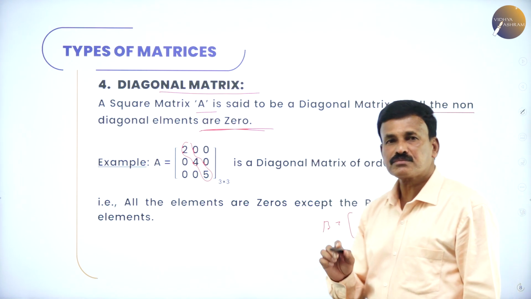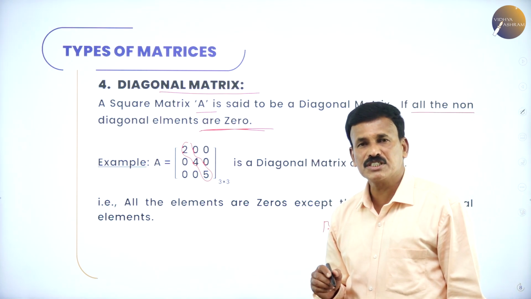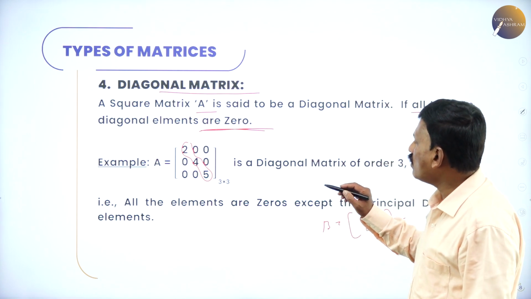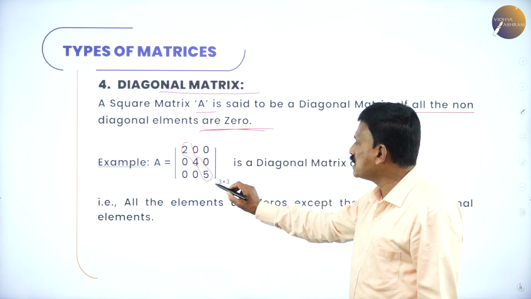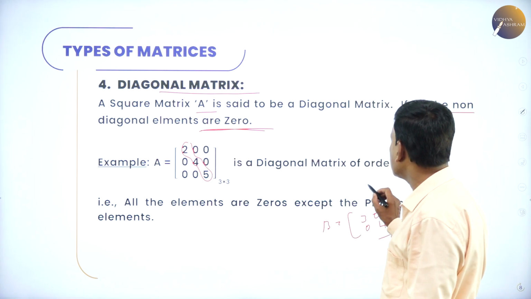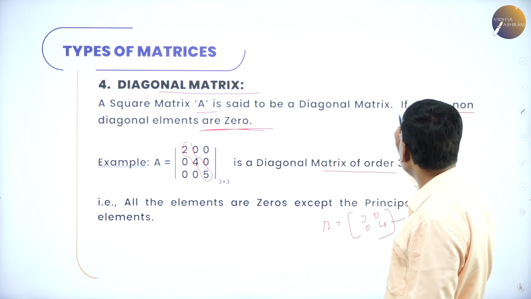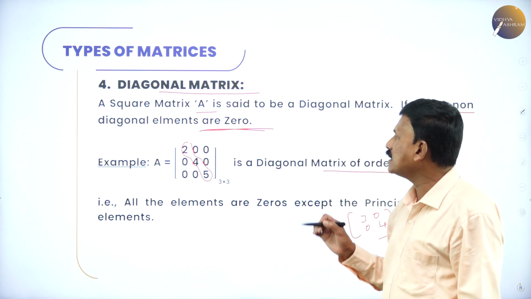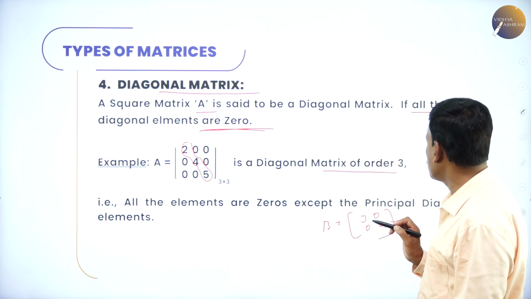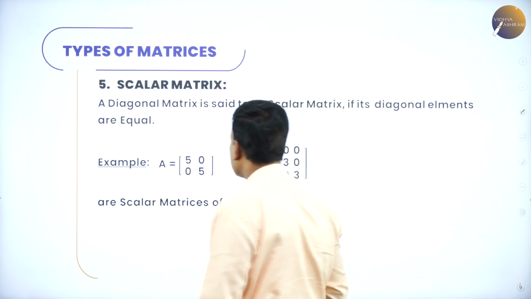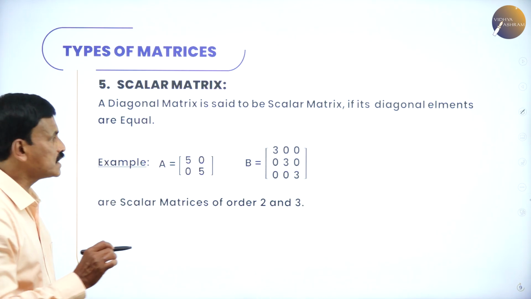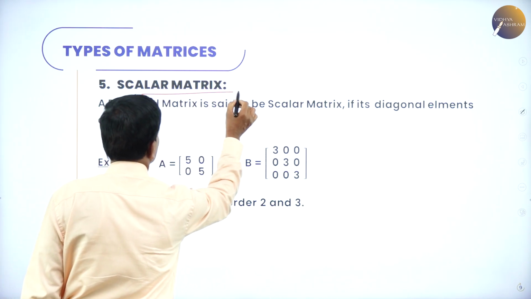In general, a square matrix in which all the elements are zeros except the principal diagonal elements is called a diagonal matrix. Or a matrix A is said to be a diagonal matrix if all the non-diagonal elements are zeros except the principal diagonal elements. Let us come to the next, that is the scalar matrix.